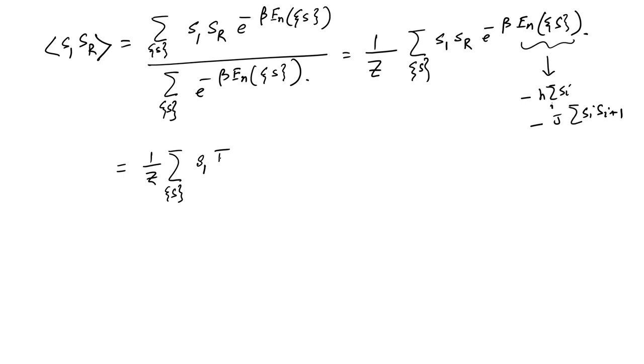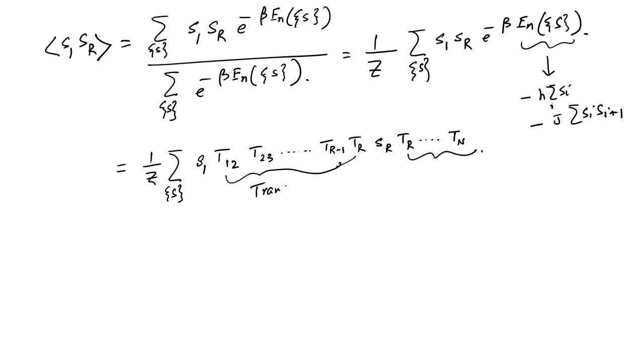These things can be written in terms of these transfer matrices, which are like T2, 3 and all the way T_(R-1), T_R. We go all the way up to this Rth spin, and then we write an S_R, and then we get a T_R and all the way up to T_N. So these are the transfer matrices that we have calculated.